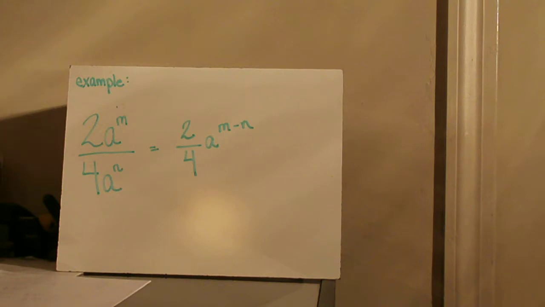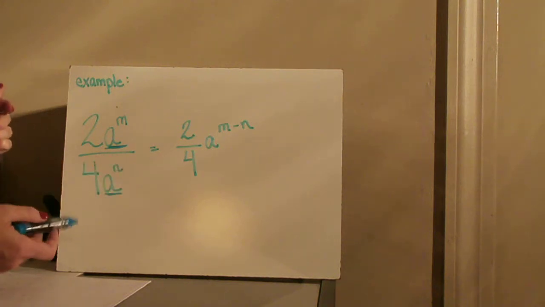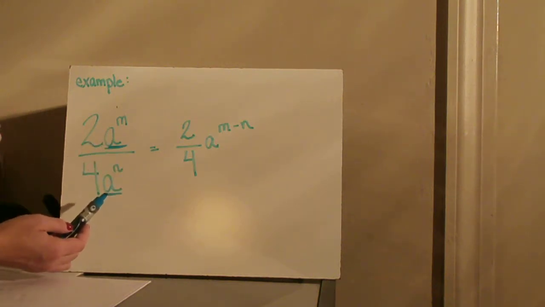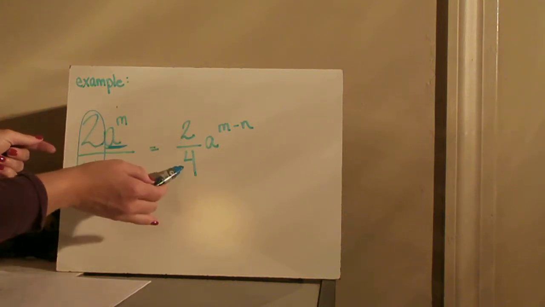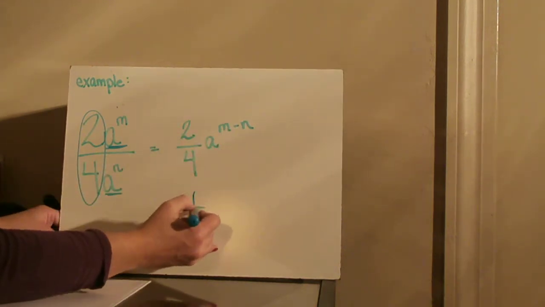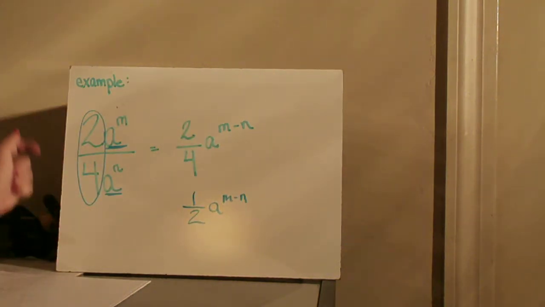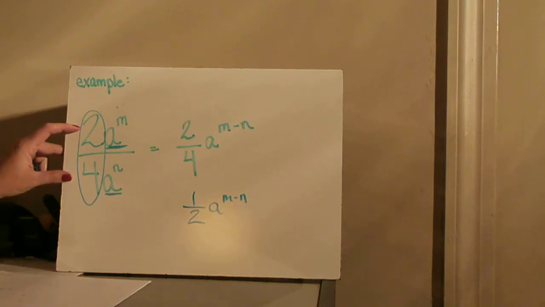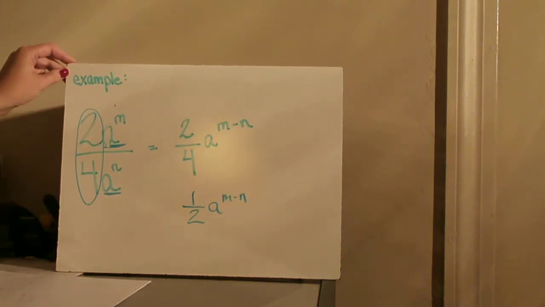Alright, in our next example, notice here I have 2a to the m divided by 4a to the n. Well, in this case, it is the a that is the base. So notice in the numerator and the denominator we have the base a. So we just rewrite our 2 over 4, and we have our a to the m minus n. And of course 2 over 4 can be reduced to 1/2 a to the m minus n. Okay? So keep that in mind when you do see different coefficients. It's that base that you're looking at to determine whether or not you can use this rule.